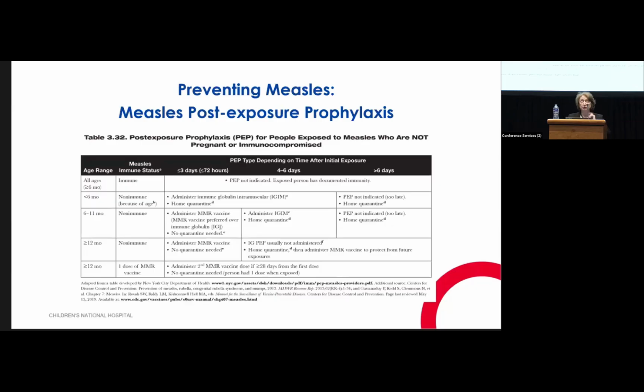Okay, post-exposure prophylaxis. This is a very valuable table in the current Red Book. It's on page 675, and it tells you what to do for people who may be exposed to measles. The reason I like it is that it's very specific. It determines recommendations based on the age of the patient, the patient's immunization status, and the number of days after exposure to the measles case. And this is a very valuable guideline.